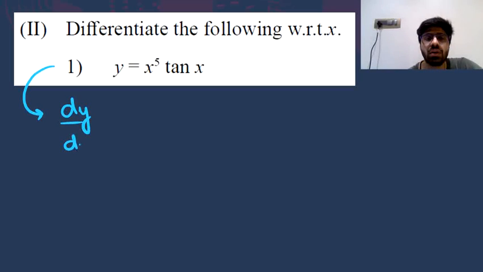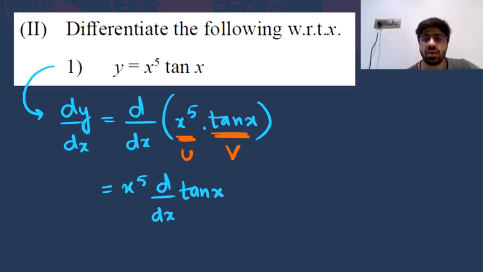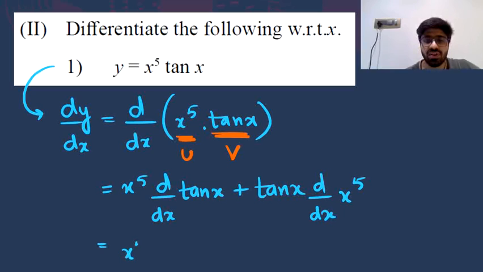So we have y as x power 5 into tan x. We take a derivative on both the sides. So the left hand side becomes dy by dx. On the right hand side, you can say that it is d by dx of x power 5 into tan x. So this is like derivative of u into v, and because it is derivative of u into v, we will write that expansion of this right hand side as u, that is x power 5, into derivative of v, that is d by dx of tan x, plus v, that is tan x, into d by dx of u, that is x power 5.